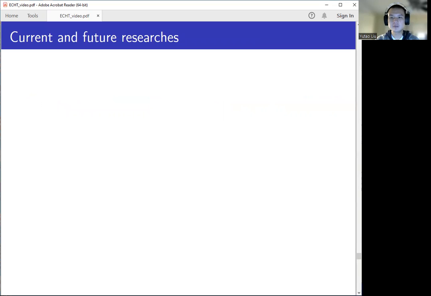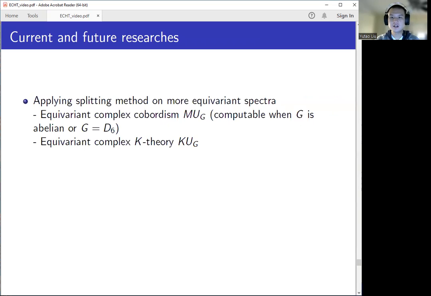Finally, I want to talk about some current and future directions of my research. I have done computations only on Eilenberg-MacLane spectra, but the splitting method itself is quite general, so I want to apply it in the computation of other equivariant spectra.